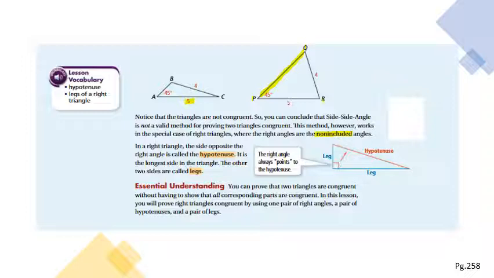Okay, so in this lesson, in a right triangle, we said the side opposite the right angle is called what? The hypotenuse, and it's the longest side. Always the hypotenuse is the longest side. And the other two sides are called what? The legs, okay? The first leg and the second leg. So you can prove that two triangles are congruent without having to show that all corresponding parts are congruent. In this lesson, we will take the hypotenuse leg theorem.